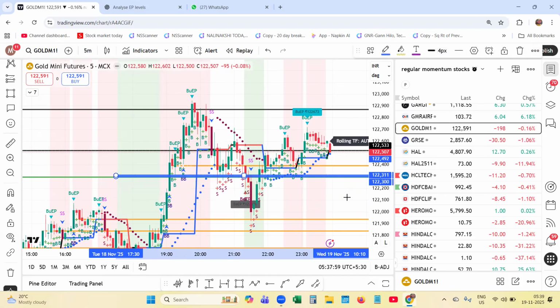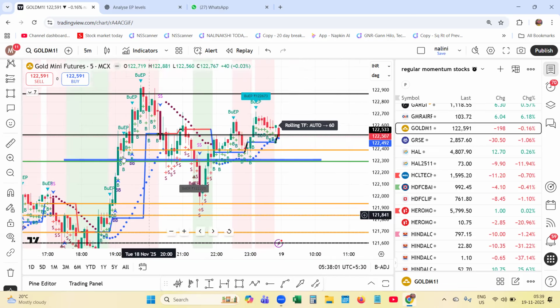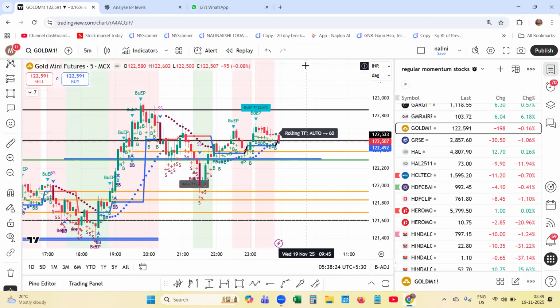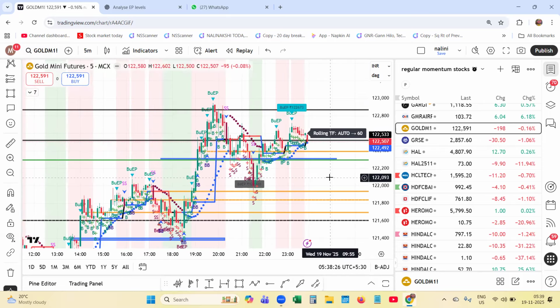Hourly support has been shifted in the market. Now we need to see if the market comes down, test this level. Already it has broken this level, and now new EP has to be formed. New hourly support has to be formed in the market. And if the gold starts moving to next territory for today's trade. This is the immediate guidelines. These are the immediate clusters of support on an intraday basis.